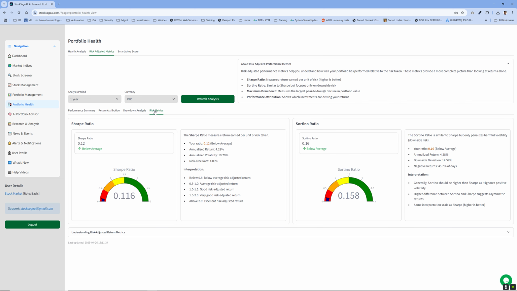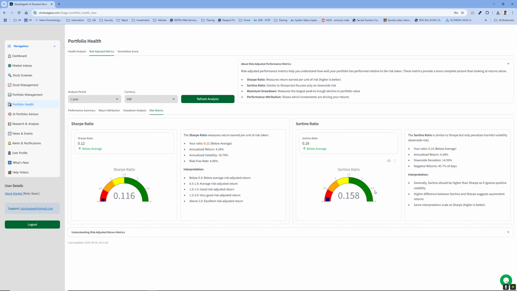Moving to the next tab, which is risk matrix. This has two specific KPIs, the Sharpe ratio and the Sortino ratio. Sharpe looks at the return we are getting per unit of risk, and Sortino is your downside risk measurement. So if we are in red, this is kind of below average. The annualized returns are also around 4.28%. We are going to get below average risk adjusted returns in this case. Had we been in the green area, more than 1.5, we would have got pretty good risk adjusted returns.